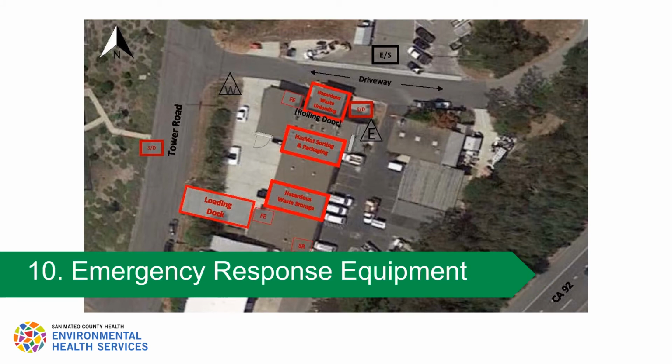And lastly, include where your emergency response equipment is. This could be fire extinguishers, spill kits, first aid, or anything else you keep on hand to deal with an unexpected release.